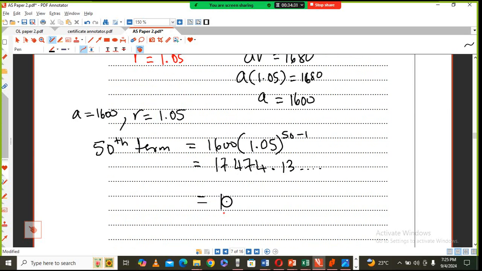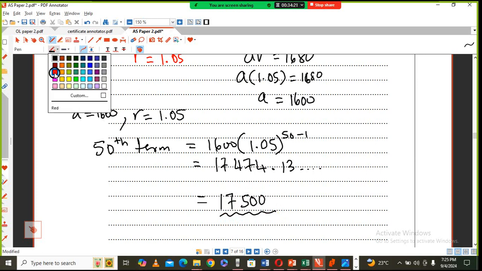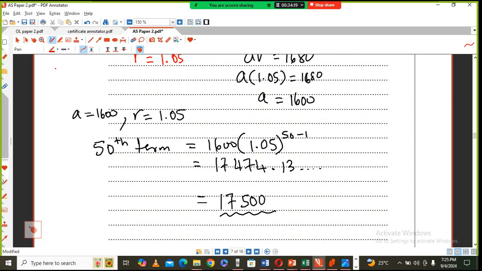It's 17,470. That's 17,500 to 3 significant figures. Yes. That was really scary with the numbers.